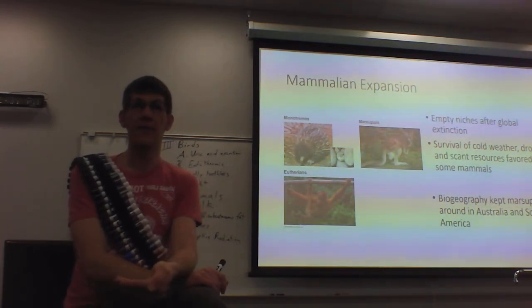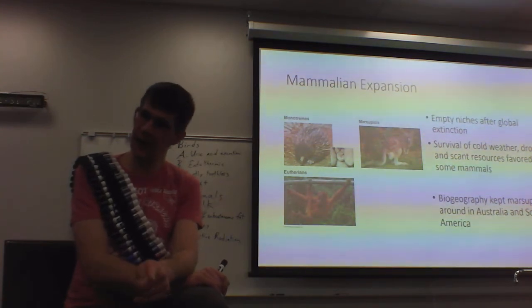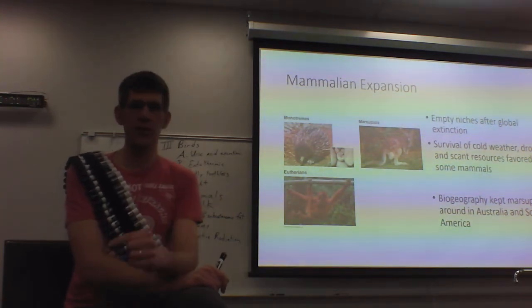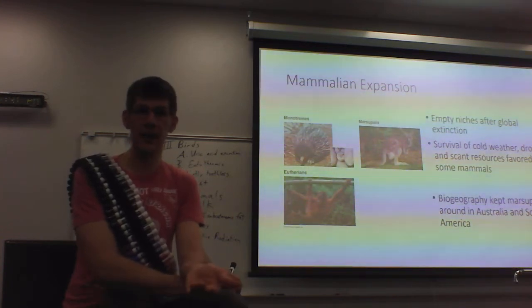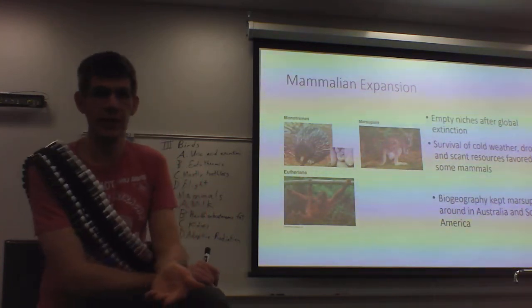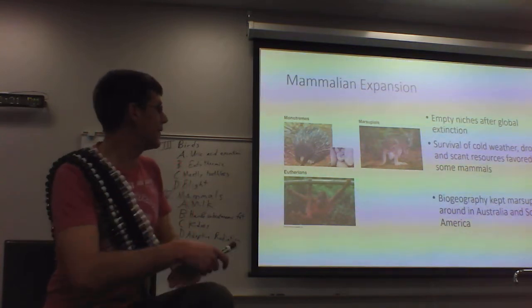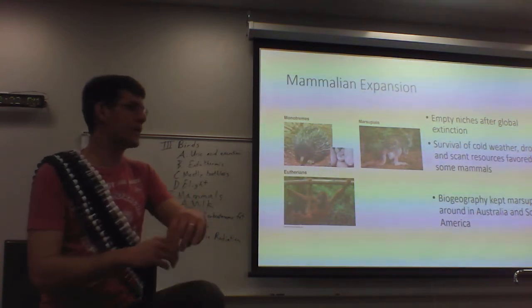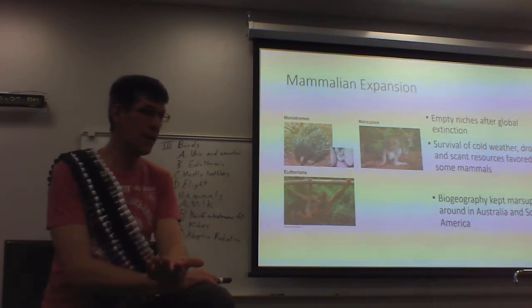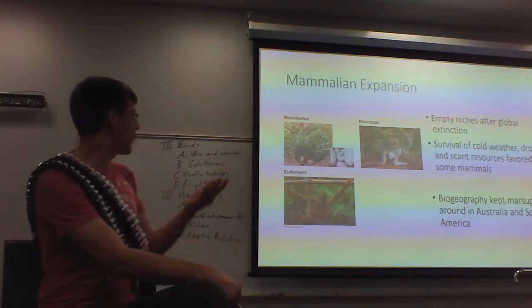Luck. What would happen if a massive meteor hit now? Well, it's entirely likely that the mammals would survive, but it's also possible other things would survive. What would happen if another permanent extinction happened? Well, the mammals would probably die out and be replaced by something else. My bet's on squid. I don't have any reason for that, I just think they're nifty. But anyway, there are empty niches after a global extinction. Surviving cold weather, drought, and scant resources favored some of the mammals. Not all mammals survived. We later see a great adaptation of mammals, and we have three groups of mammals here.